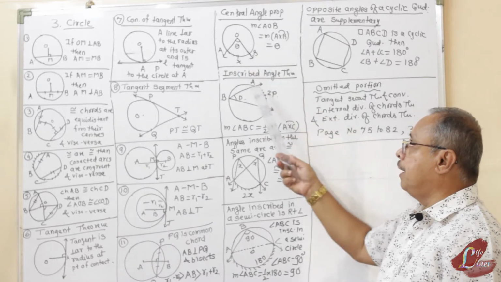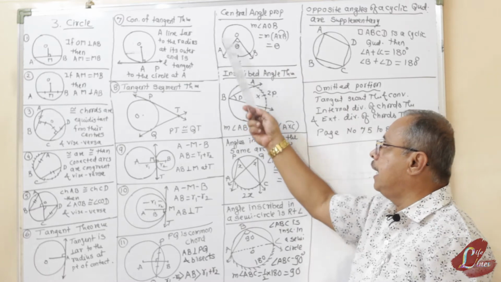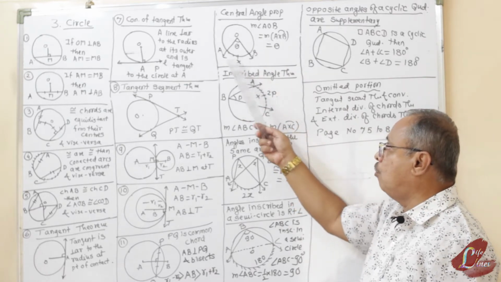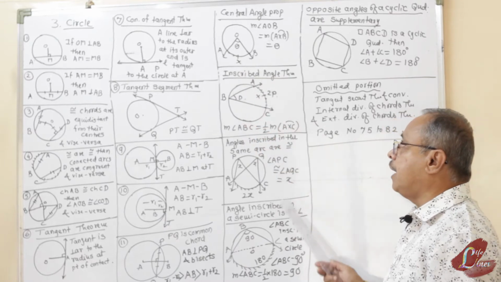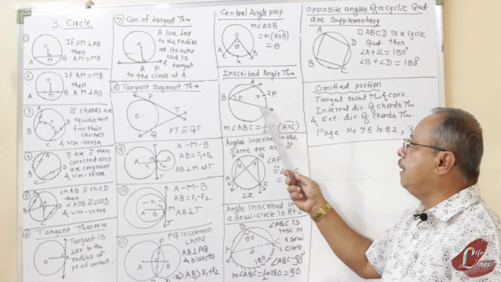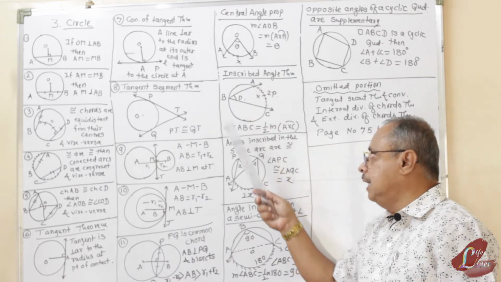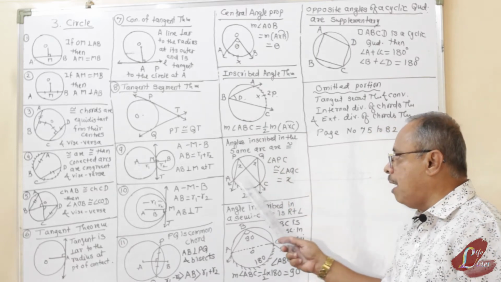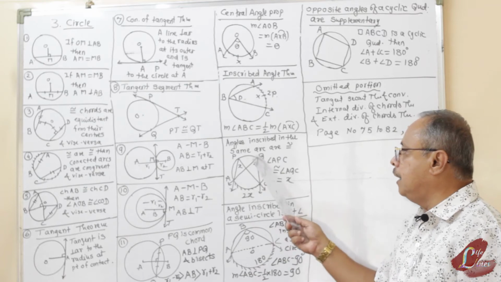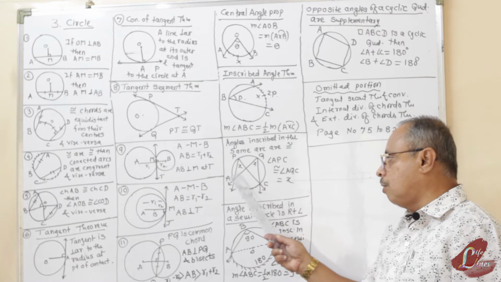Central angle property: when the vertex is at the center of a circle, then angle AOB is called a central angle, and the measure of angle AOB is equal to the measure of arc AXB. Inscribed angle theorem: the measure of angle ABC is half of the measure of arc AXC. Angles inscribed in the same arc are congruent, that is, angle APC and angle AQC are inscribed in the same arc, so these two angles are congruent.